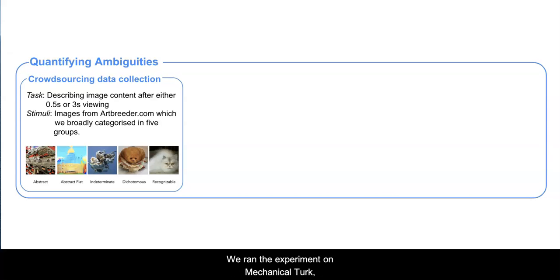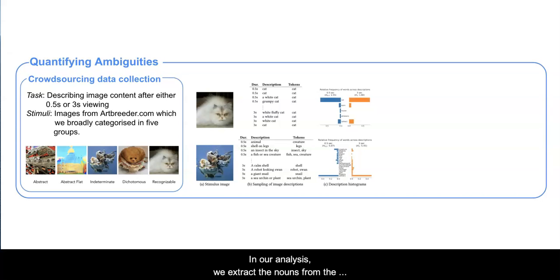We ran the experiment on Mechanical Turk and recruited 70 participants for each category. In our analysis, we extracted nouns from the descriptions and combined the synonyms together. We then built histograms from all the resulting nouns as shown on the right. From the histograms, we compute the entropies. For the top example, the descriptions are pretty consistent, where people agree that it's a cat. For the bottom image, the descriptions are highly varied and result in a much higher entropy value.